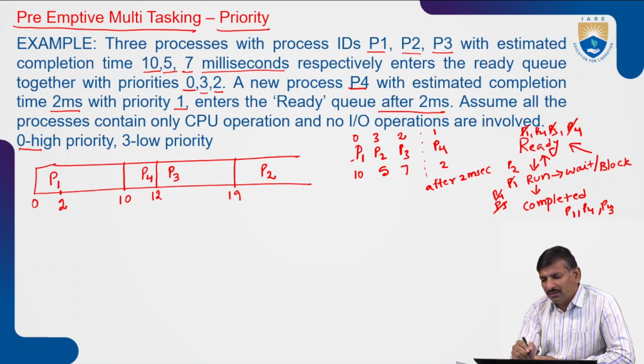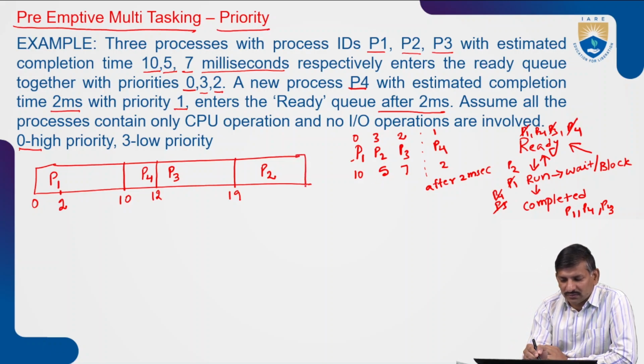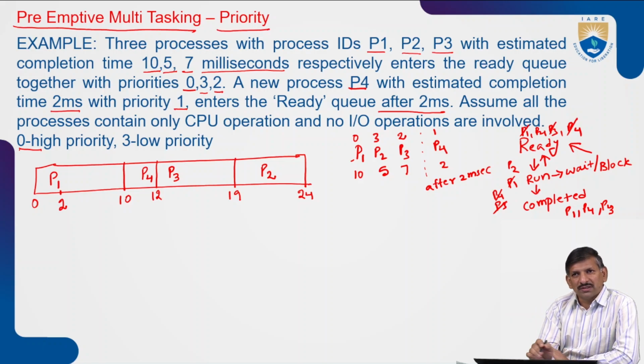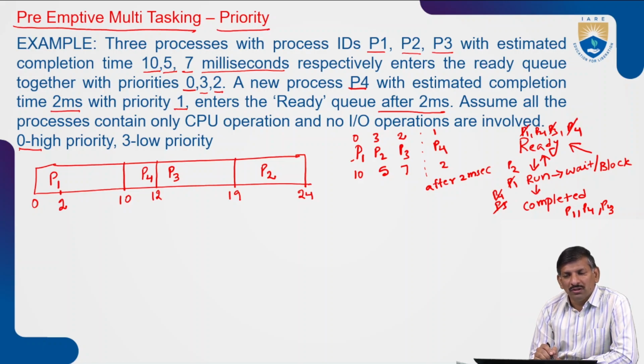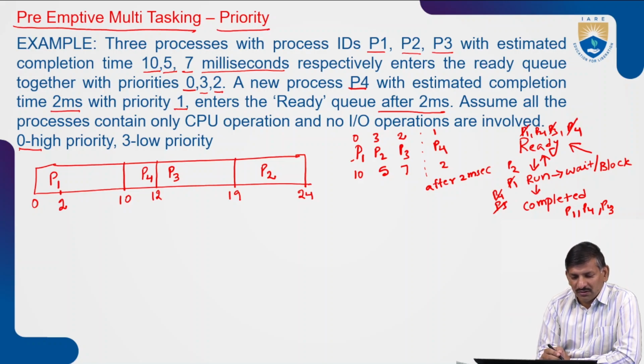Next, what is its execution time? P2 is 5 milliseconds. Means at the 24th millisecond, its execution is complete. Like that, all processes are scheduled and their execution is complete. Now, we can calculate the waiting time and turnaround time for each process.